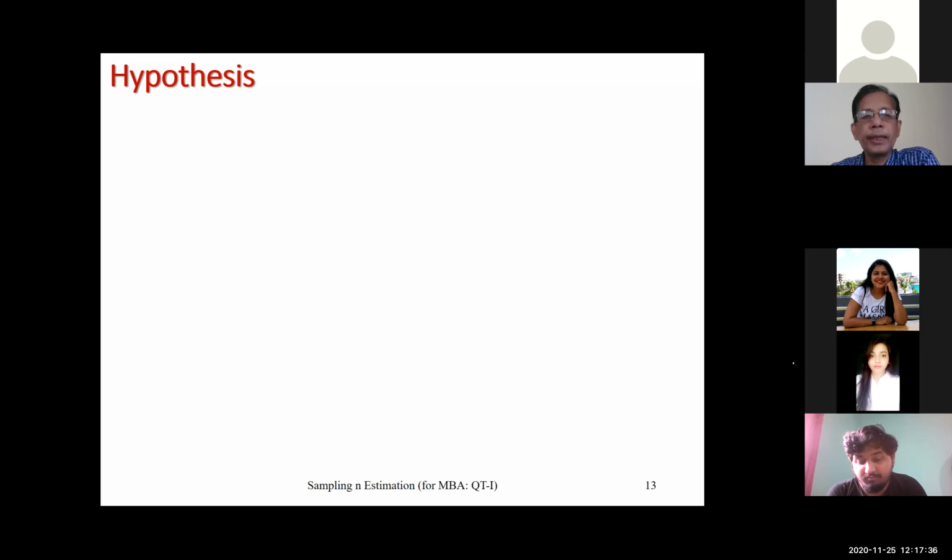Okay. First is you can expect that every single unit has some chance of getting selected from the population in probability sampling. Every unit has got some chance of getting selected in probability sampling.